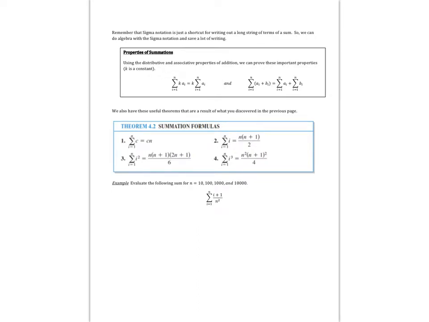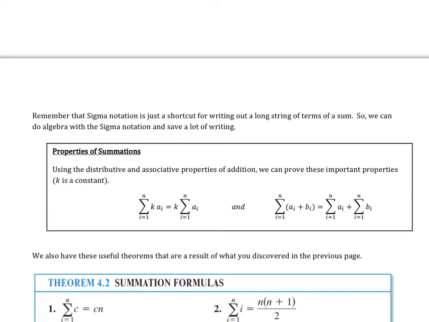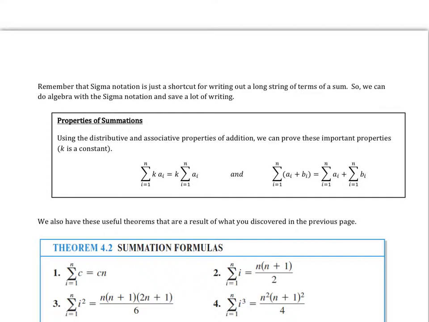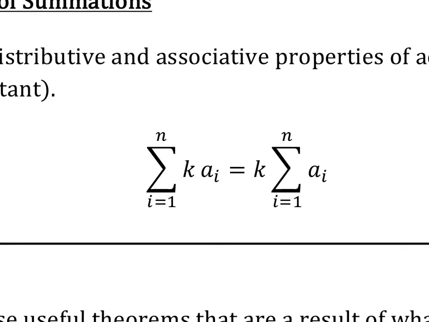So let's tie this all together here. We have some properties that we see here, okay? The key is this. Remember that sigma notation is just a shortcut for writing out long strings of terms. It just writes it in a simpler way. And we can do lots of algebra with sigma notation because it just represents a bunch of things added together, okay? So some properties that are important to know is this.